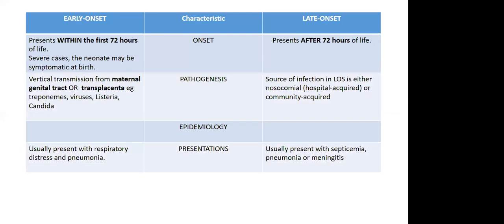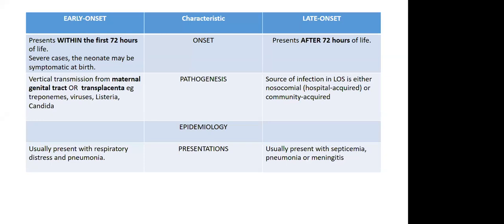Early onset is defined as sepsis within the first 72 hours of life, and late onset is after 72 hours of life. Why is it important to differentiate between early and late onset? Because early onset almost exclusively originates from the mother, through the process of delivery. It may not be from the mother, but through the process of delivery.